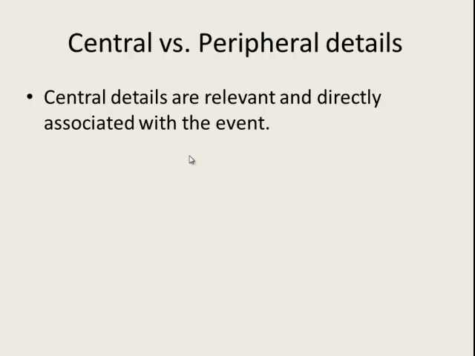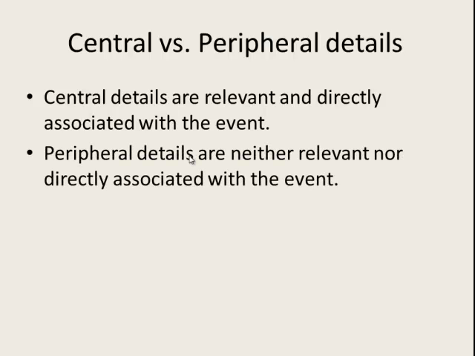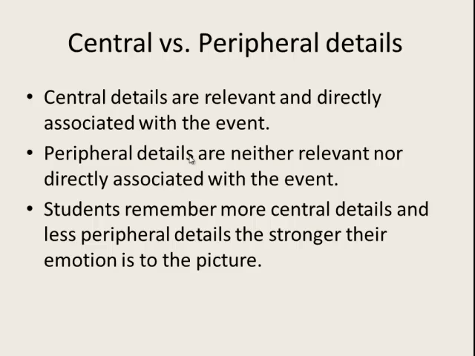So central details are relevant and directly associated with the event. The ship and the shark. Those are the central details. The peripheral details are neither relevant nor directly associated with the event. And in my little experiment, those are the shapes and the colors that surrounded. Students remember more central details and less peripheral details the stronger the emotion that is evoked in the central picture. So my shark, maybe it made you a little scared for a second. That focused you on that, and you remembered the central details.